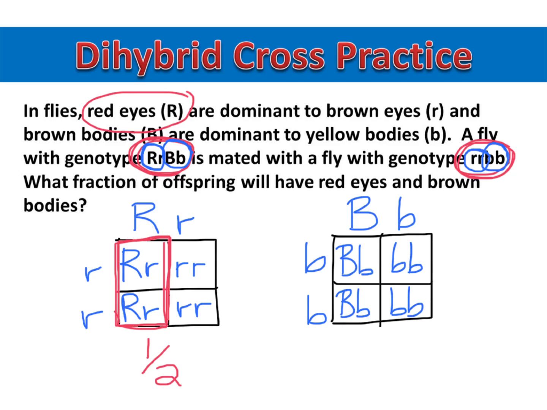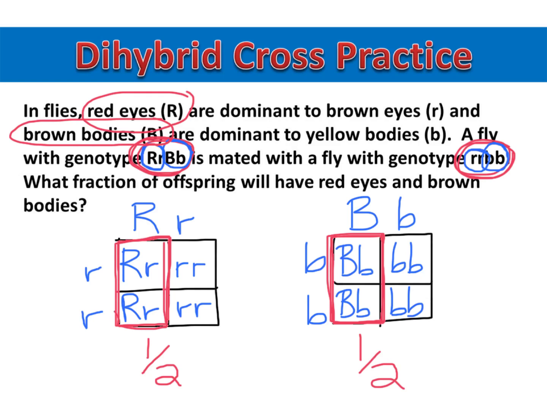And then brown bodies is also the dominant allele. A little hard to see, but it's the capital B there. And so these two boxes have the dominant allele in them. So once again, 2 out of 4, or a half of the offspring, will have brown bodies.